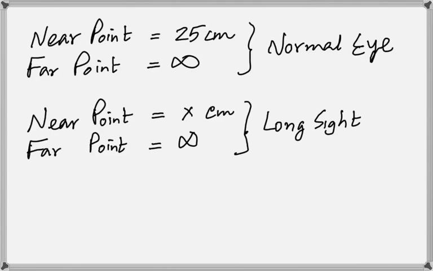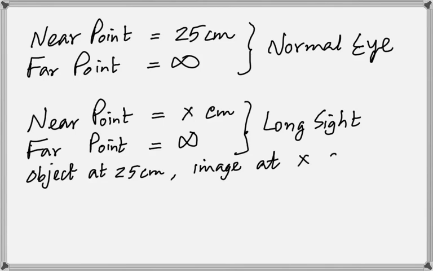First of all, tell me which lens is used to correct long sight. Long sight, convex lens. And you just put it into this idea. When the object is at 25, the image must be at X. They have to read a newspaper. When they wear the lens and correct it, they should be able to hold it at 25. So what is the lens doing? The lens will produce the image of that object at X, wherever the X is. And then the eye lens will take it over from there. So that's why I've written this.